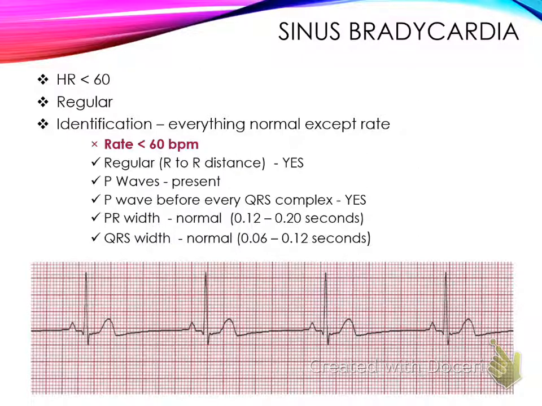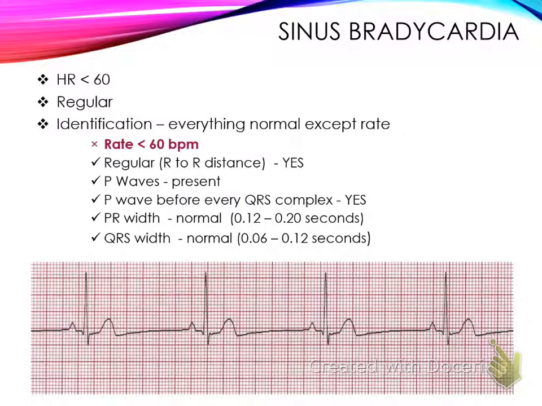Okay. So we have a heart rate less than 60. So how do we count easily and quickly? This is a 6-second strip. Every strip I give you is a 6-second strip. So you count how many R's there are and multiply times 10. So 1, 2, 3, 4 times 10. 40. Hey, we fit. Anything less than 60 is considered bradycardic.